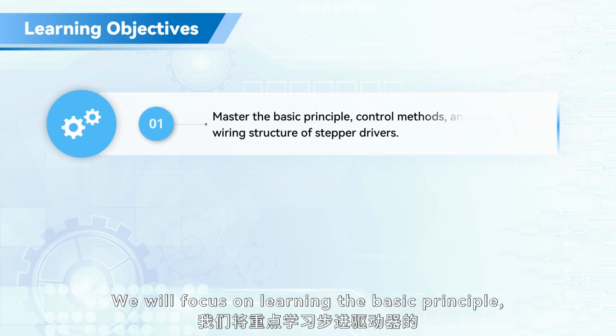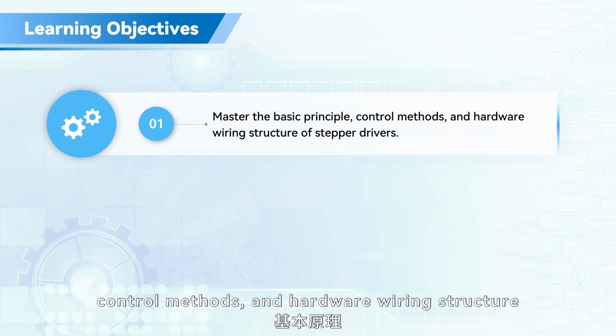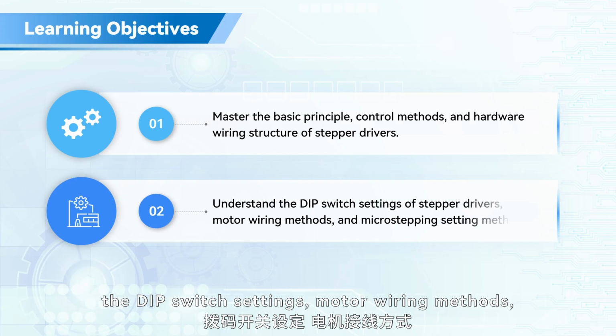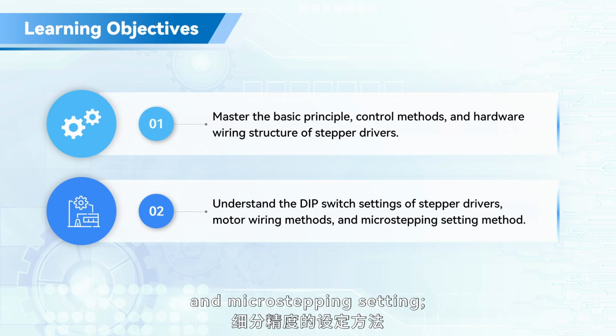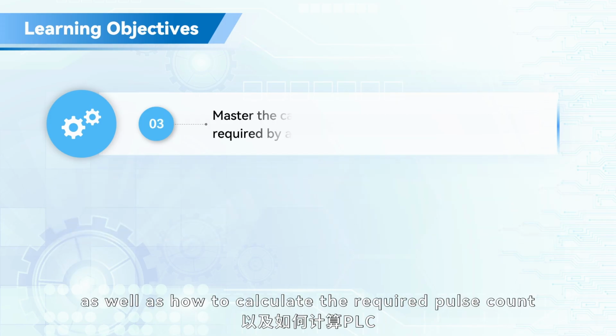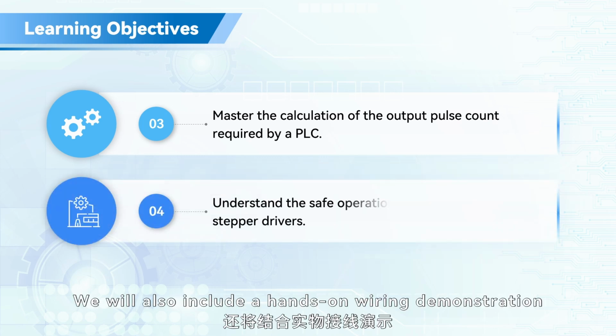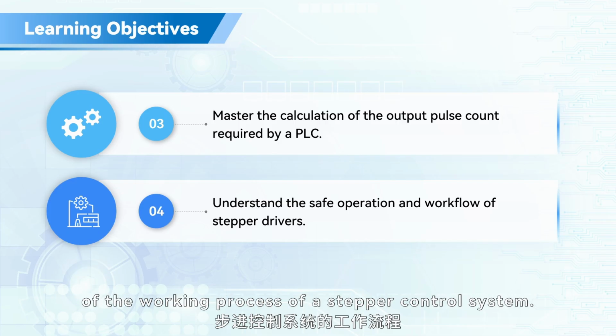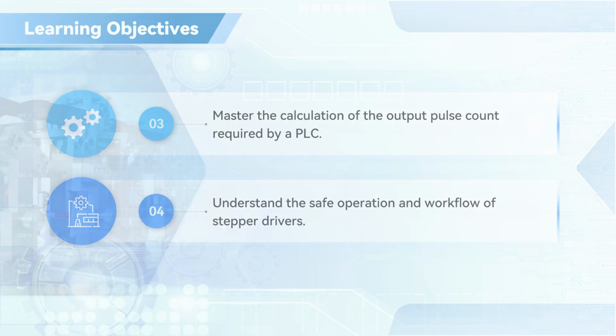Let's first look at the learning objectives of this lesson. We will focus on learning the basic principle, control methods, and hardware wiring structure of the stepper driver, the DIP switch settings, motor wiring methods, and microstepping setting, as well as how to calculate the required pulse count of the PLC. We will also include a hands-on wiring demonstration to help you gain a more intuitive understanding of the working process of a stepper control system.